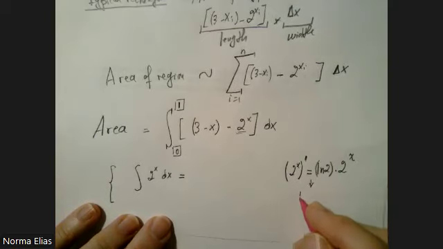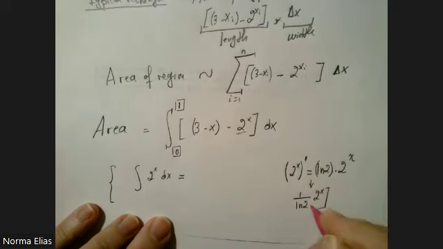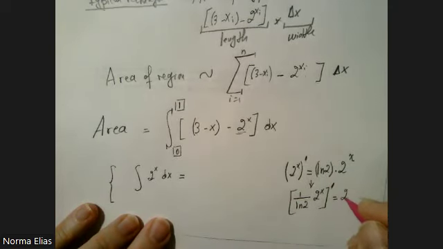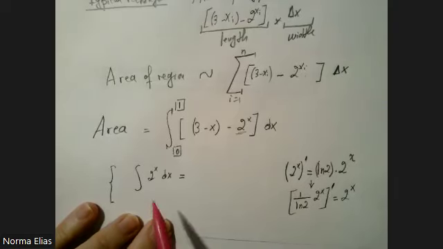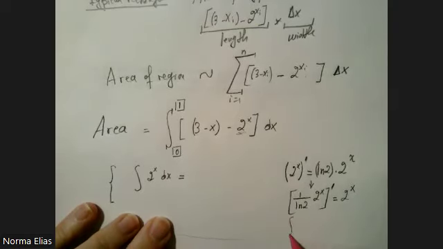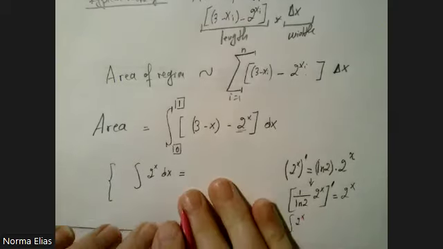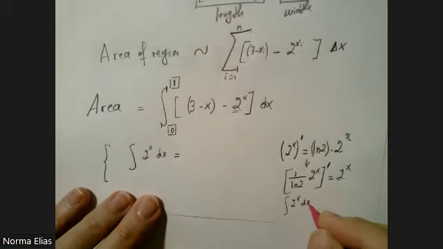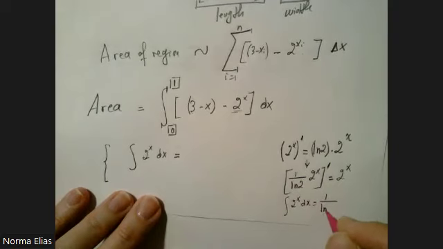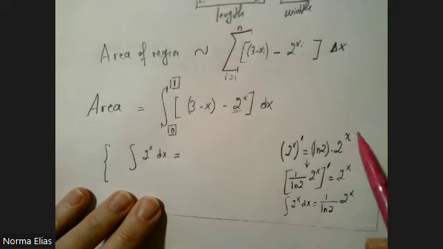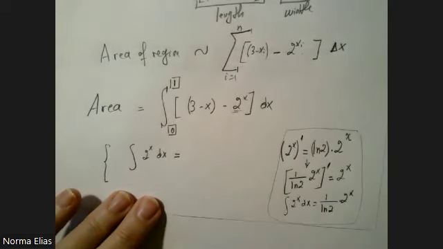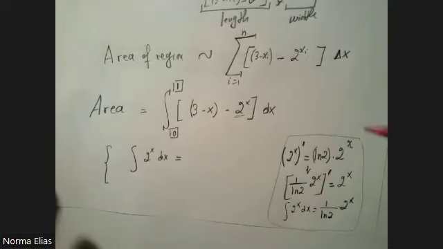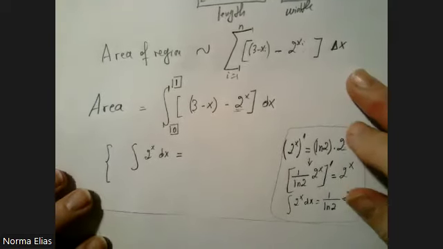From here, I say, okay, if I take 1 over ln of 2 times 2 to the x, and I differentiate that, I should get exactly 2 to the x. So the antiderivative of 2 to the x, so that's one way to do it, is 1 over ln of 2 times 2 to the x. Okay, so it's not just 2 to the x, there is this 1 over ln of 2. So that's one way, by remembering the derivative of 2 to the x.